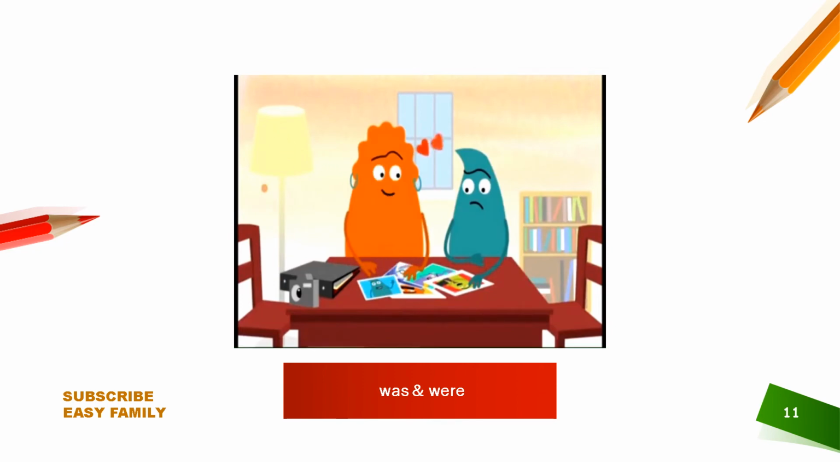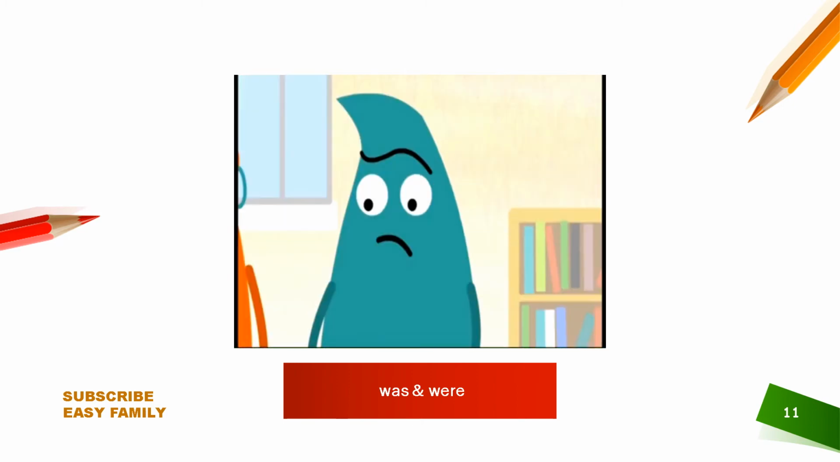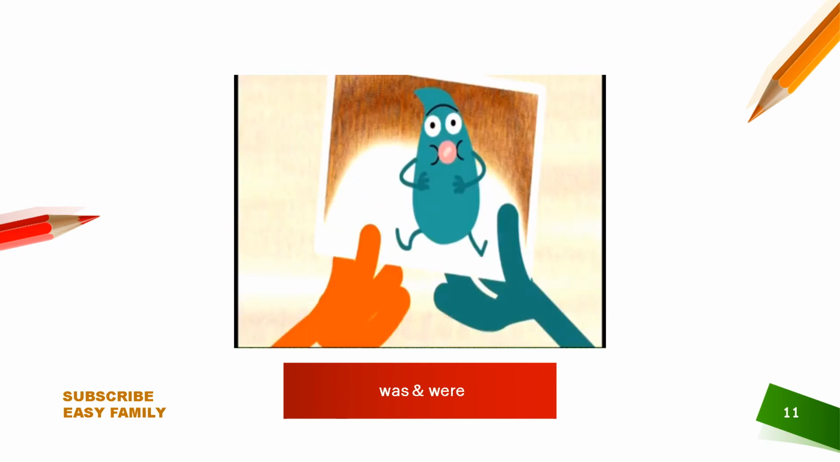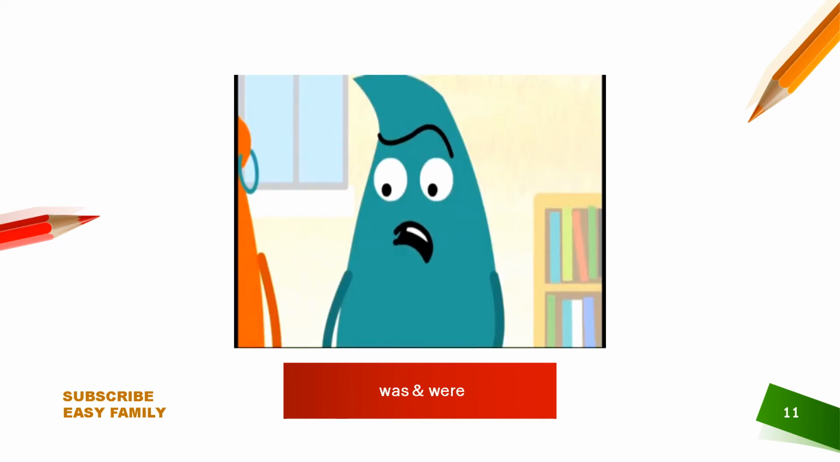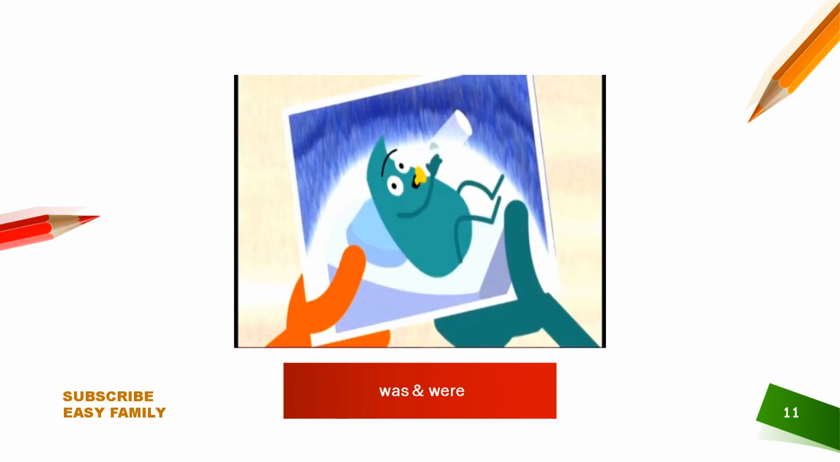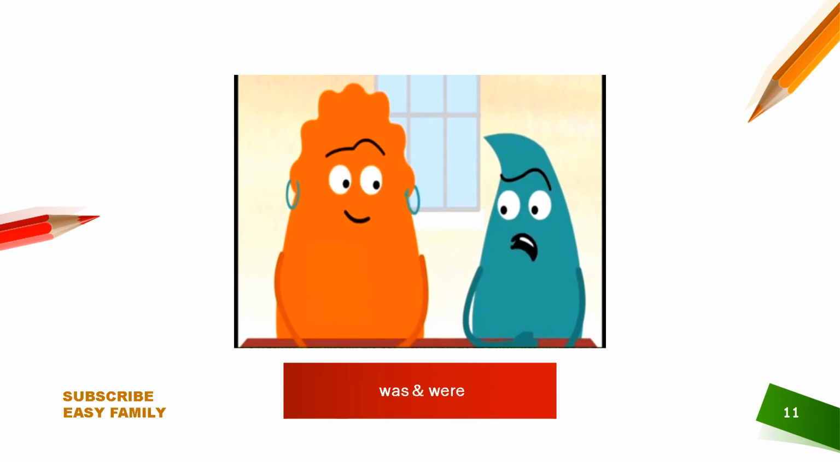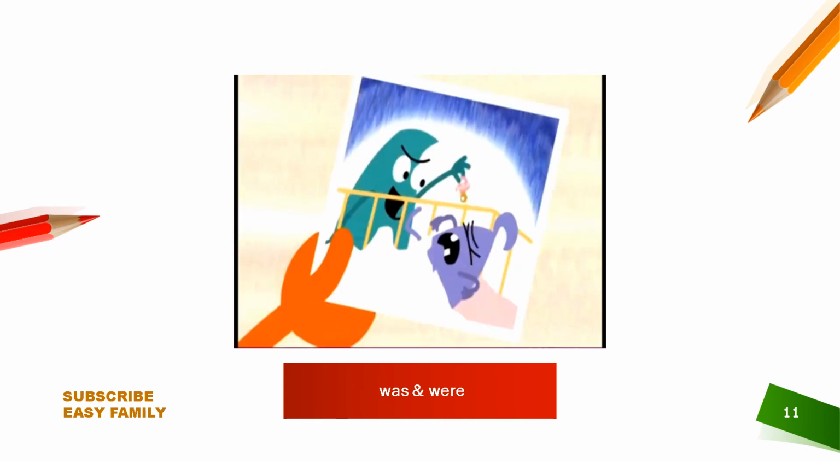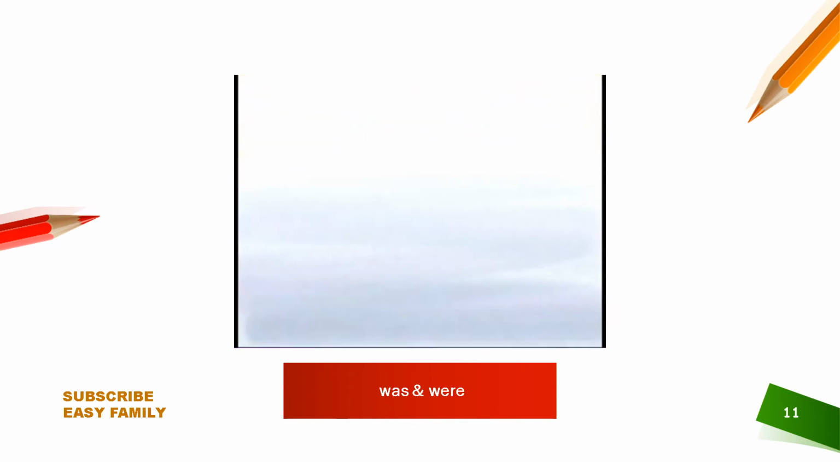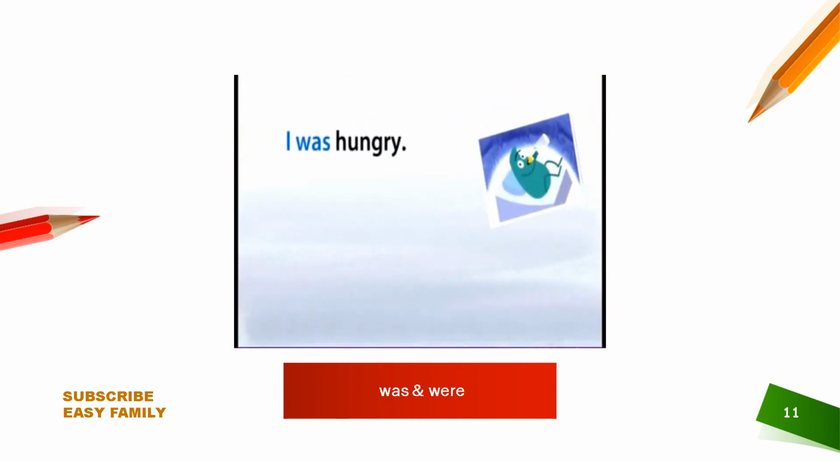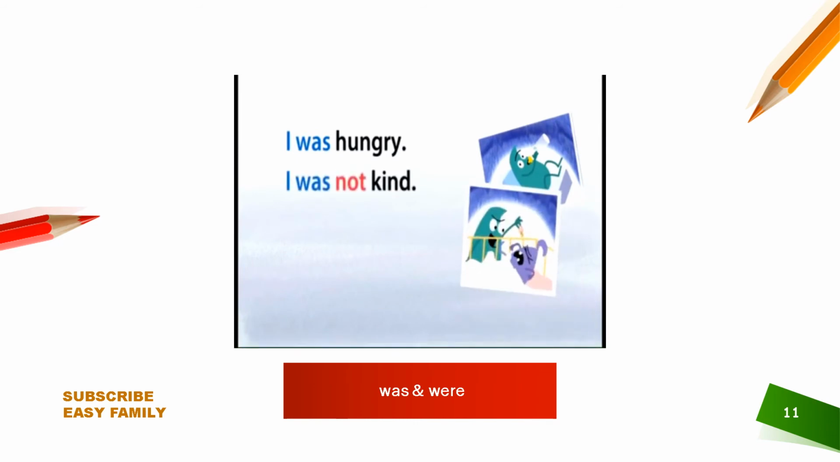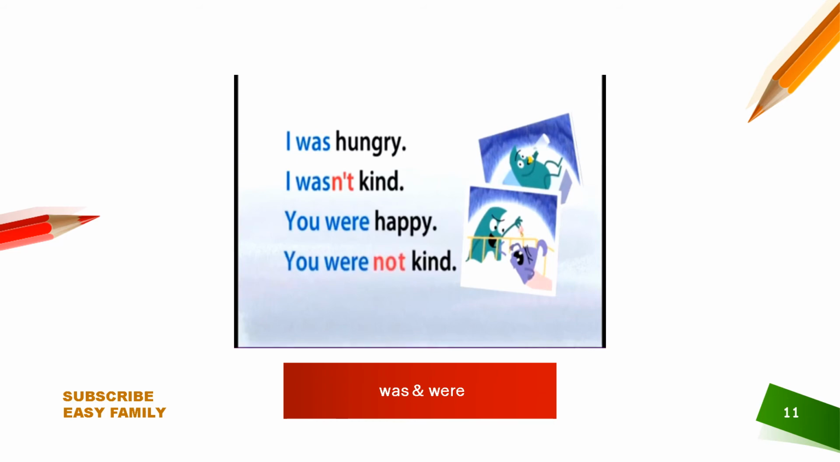Look, Pip. You were a beautiful baby. Was I a happy baby? Yes, you were. Was I a hungry baby? Yes, you were. Was I kind to my little sister? No, you weren't. I was hungry. I wasn't kind. You were happy. You weren't kind.